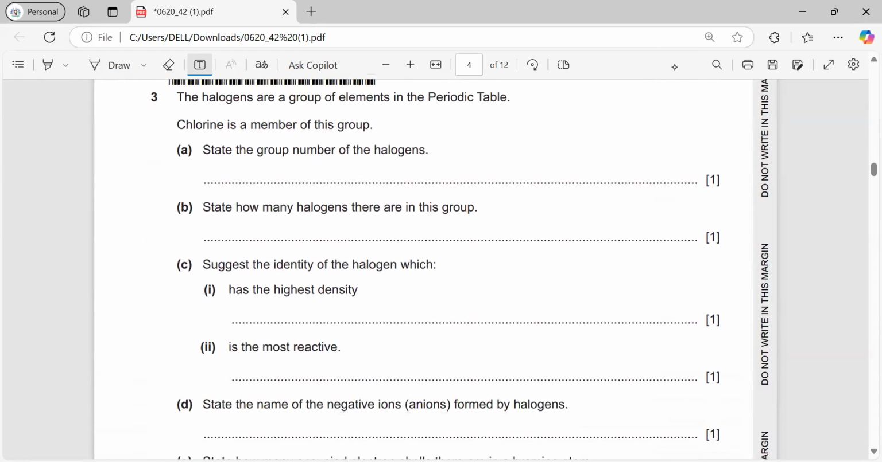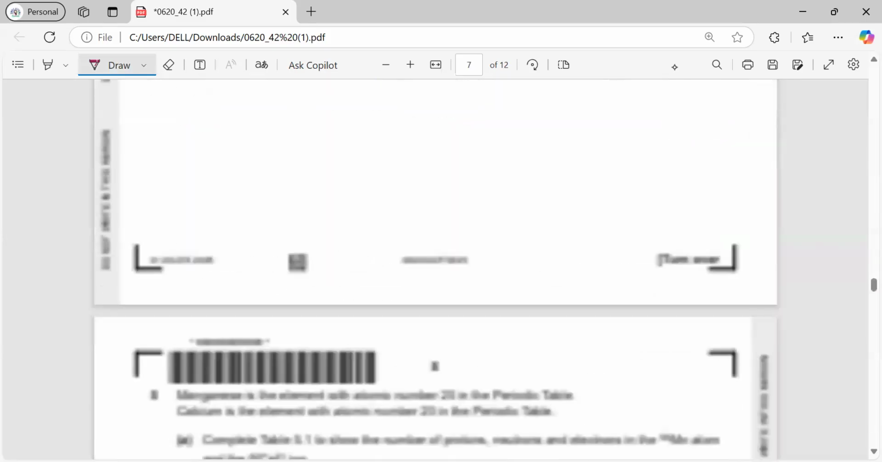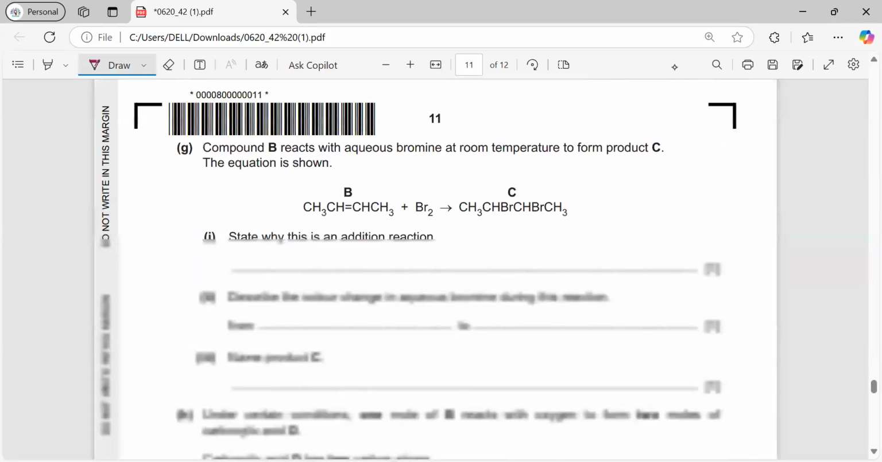Next question is about halogens. The halogens are the group of elements in the periodic table. Chlorine is a member of this group. State the group number of halogens. Now halogens are group 7. State how many halogens are there in this group. How many halogens are present? We can see from the periodic table. There is a periodic table in the end.